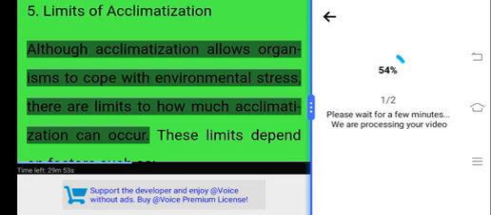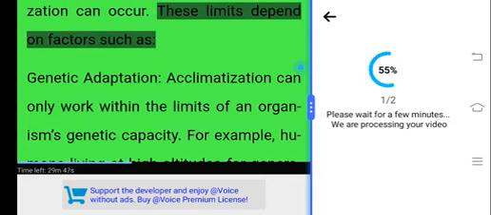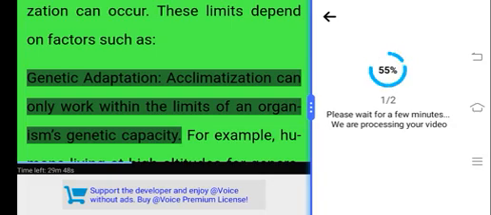5. Limits of acclimatization. Although acclimatization allows organisms to cope with environmental stress, there are limits to how much acclimatization can occur. These limits depend on factors such as genetic adaptation. Acclimatization can only work within the limits of an organism's genetic capacity.